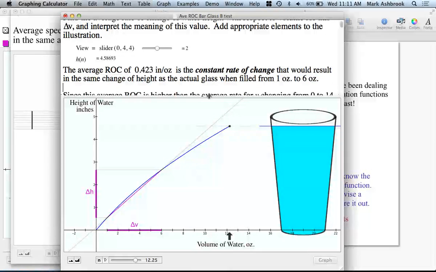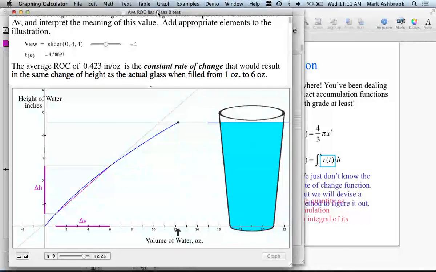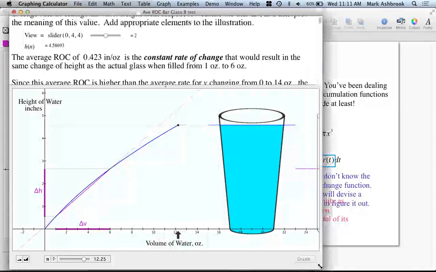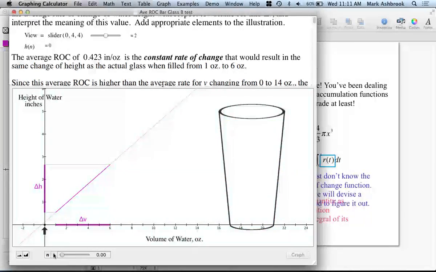It's the constant rate of change that results in the same change in height as the actual glass when filled from 1 ounce to 6 ounces. Okay, so we talked about that. Let's look at the other constant rate, greater or less for the whole glass, comparing those two.